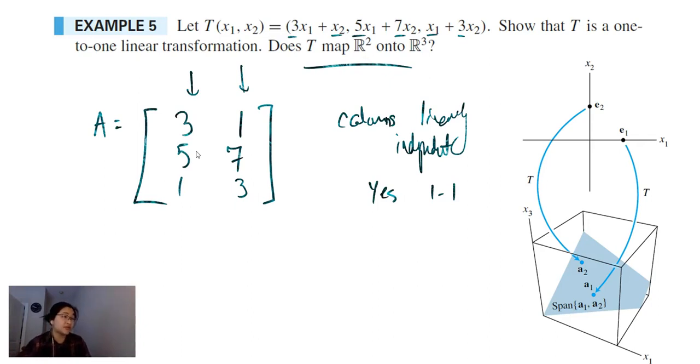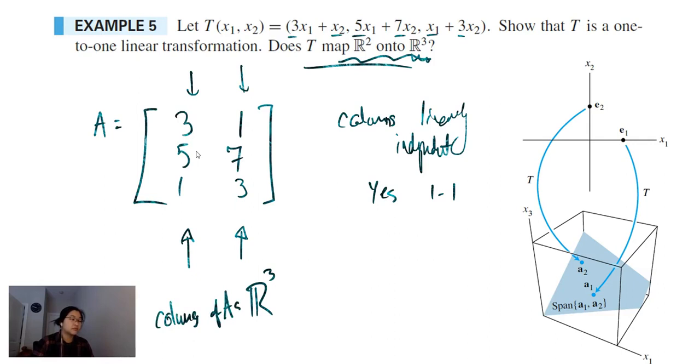Does the T map R2 onto R3? So the question really is, do the columns of A span R3? And the answer is no, because we only have 2 columns, and so that can't span R3. Because it's just going in 2 directions, you're going to end up with a plane like this. And so, no, this is not onto.